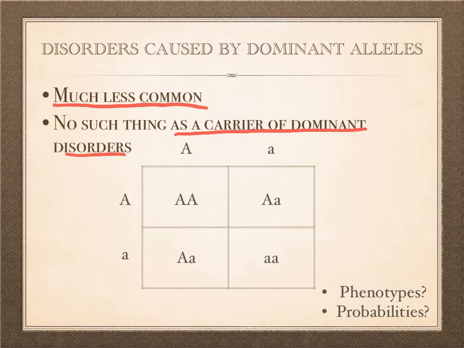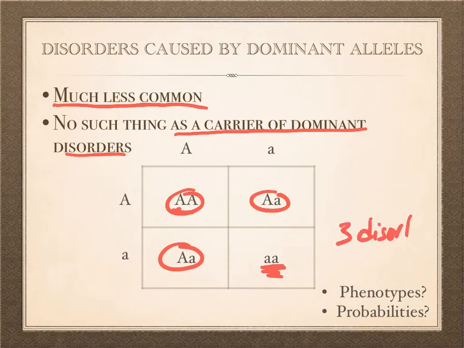So again, this is a cross between parents that are heterozygous, meaning both of them would display the disorder. This one, homozygous dominant, would display the disorder. These two heterozygotes would also display the disorder, and this one, homozygous recessive, would be a normal offspring that wouldn't have this dominant genetic disorder. So the phenotypes would be three have the genetic disorder, and one would be healthy.